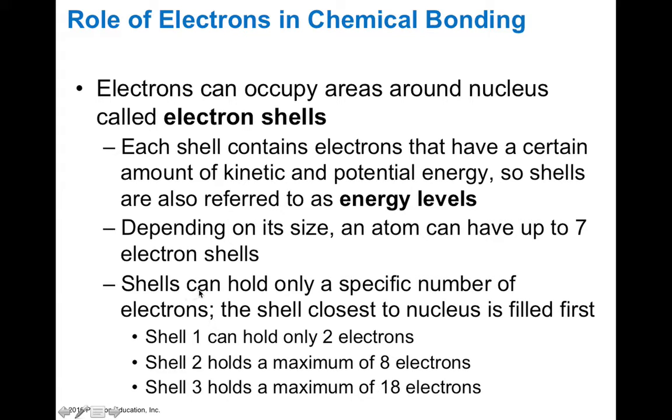So think about these as almost being layers around the nucleus, where each layer of electron shell can hold only certain numbers of electrons, and these other layers can hold more or less. And at its maximum, you can have 7 layers of electron shells around a nucleus. Now, these shells can only hold a specific number of electrons. So the shell that's closest to the nucleus is filled first, and this shell can only hold 2 electrons. The second shell can hold 8, and the third shell can hold 18, and so on.